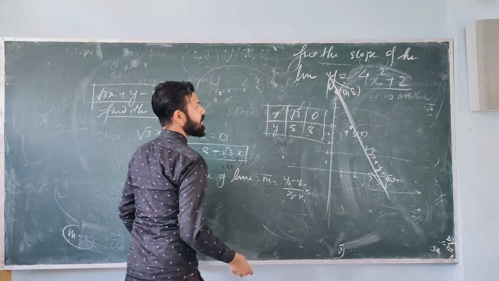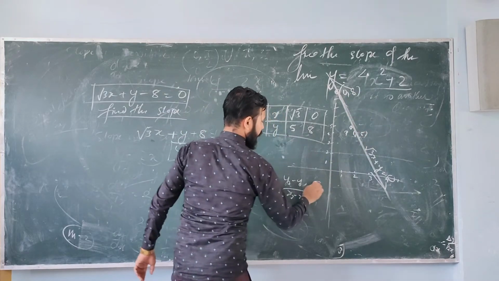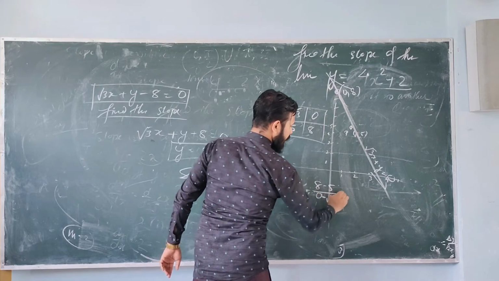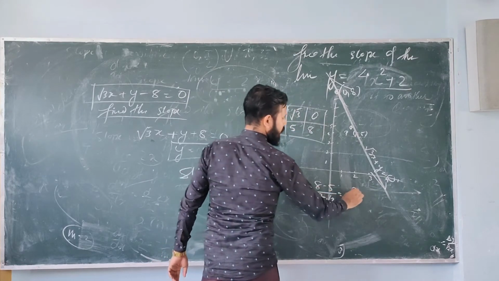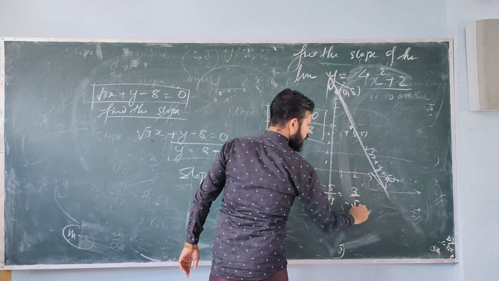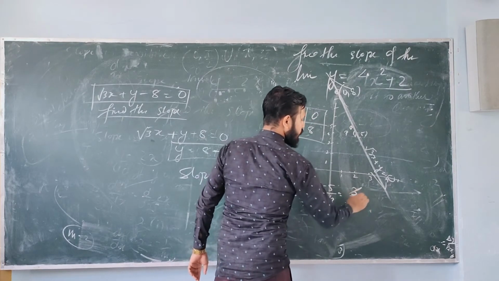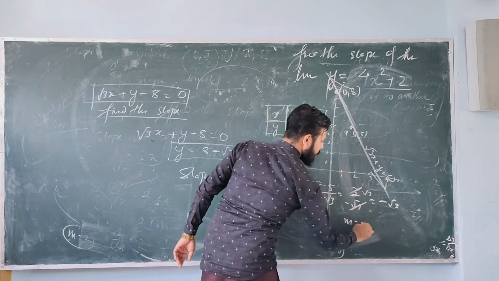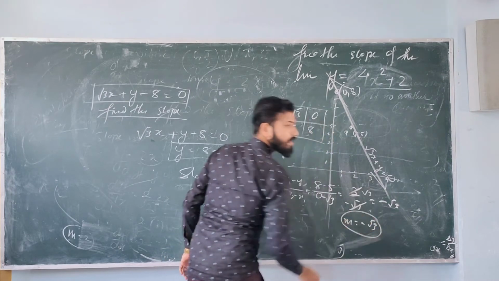What is y2 minus y1? 8 minus 5. Next is what? 0 minus root 3. The answer will be, 8 minus 5 is what? 3. 3 over minus root 3. So the answer is minus root 3. Therefore slope is m equal to what? Minus root 3. Are you ready?